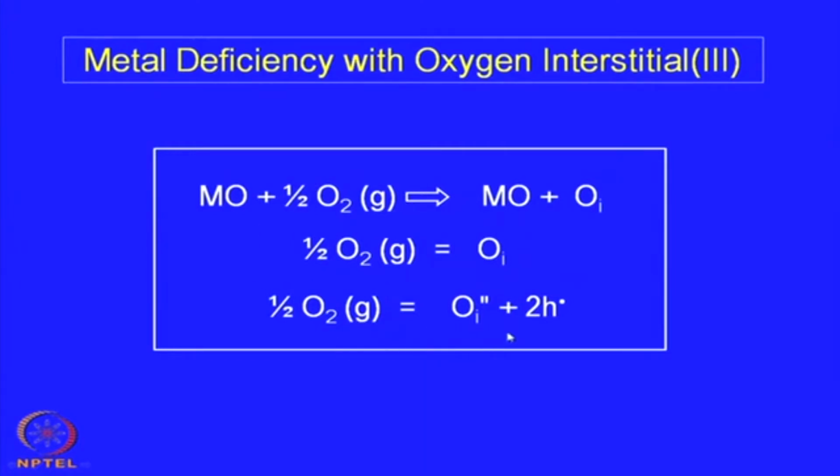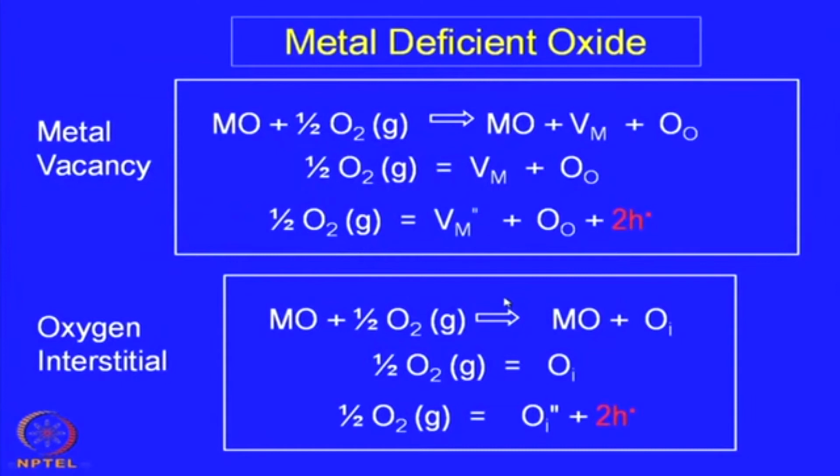So, we are creating two holes, and the final consolidation is here. A metal deficient oxide can be created either by metal vacancy or oxygen interstitials. Both of them will result in the same thing so far as the charge balance is concerned. We are basically interested in what concentrations of different defects will be created as a result of this metal deficiency, and you can see in both cases, whether it is metal vacancy or oxygen interstitials, we are generating two holes.